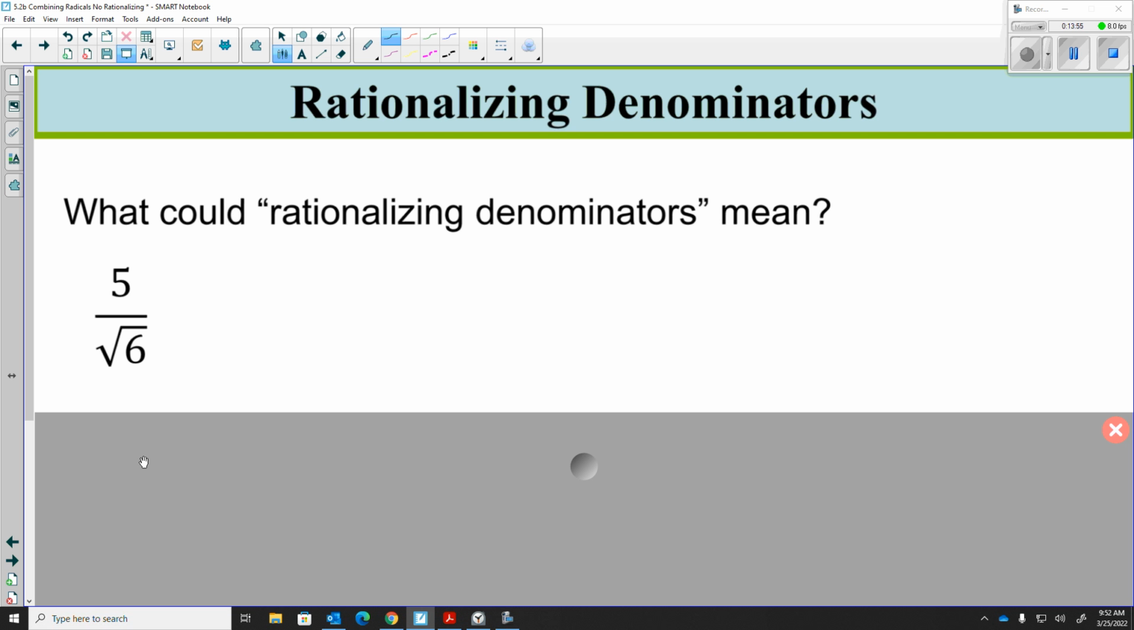Over the course of this class, we've talked about a number of things that if you do them, you will be promptly shipped off to Calcatraz, all right? There are some things in math that if you do them, you're getting locked up in Calcatraz forever. One of those things is having a radical in the denominator. That's a big no-no. We don't like that, okay?